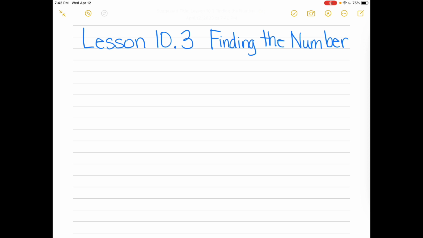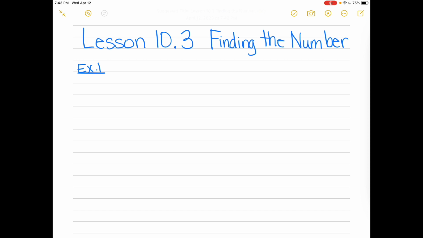This lesson is very similar to 10.2. If you understood 10.2 and did 10.2 well, then this one should not be a problem for you. Okay, so let's jump right in with the examples. In lesson 10.2, we found the percent. Today we're going to be finding the number.